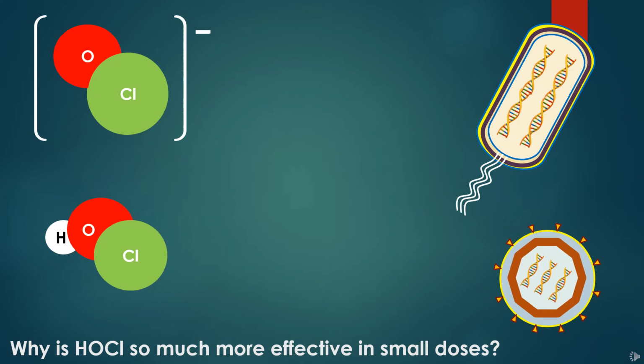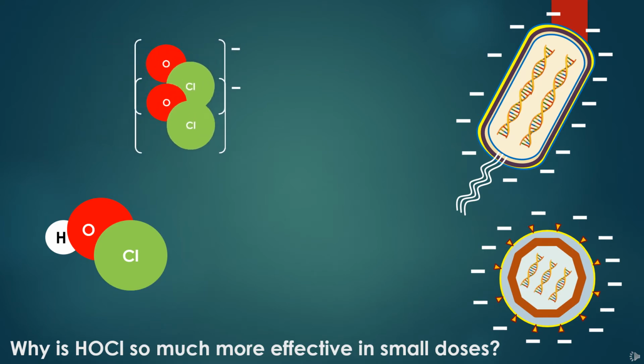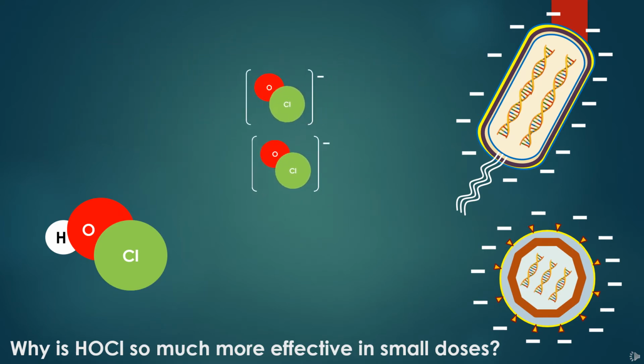All bacteria and many viruses are protected by a negatively charged membrane, so therefore in a similar fashion to magnets, the negatively charged hypochlorite ion is repelled away from the microbes and is not able to pass through the membrane layer.